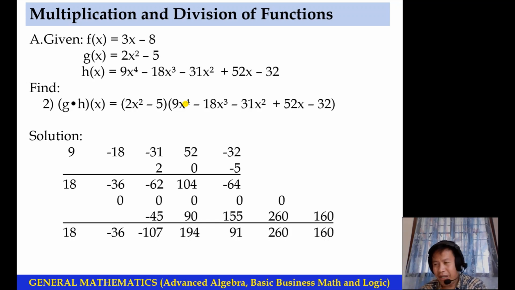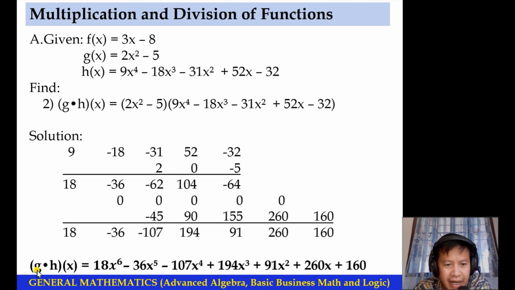If a linear polynomial is equated to y or f of x, which is the function notation, that becomes a linear function already. When it's a function, it has a graph. A polynomial only does not have a graph because we do not have the y. We have only the value of x. Okay. So our product, g times h of x, is equal to 18x raised to 6 minus 36x raised to 5 minus 107x raised to 4 plus 194x cubed plus 91x squared plus 260x plus 160. Okay. So did you understand, students?